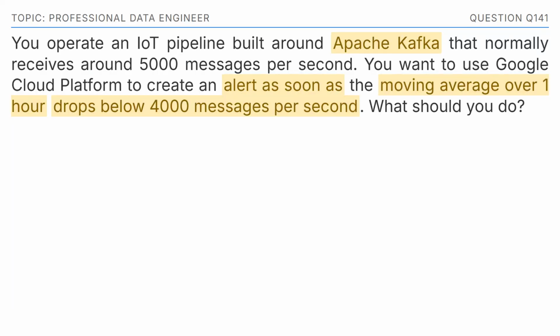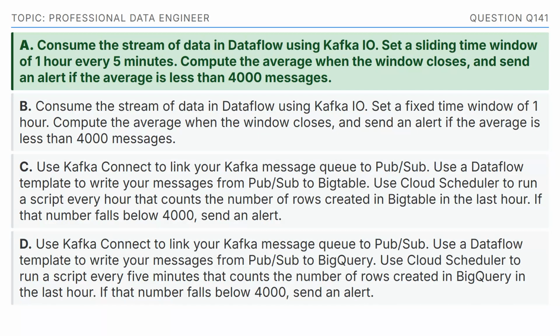To arrive at the correct answer, we focus on the keywords Apache Kafka, alert as soon as moving average over 1 hour drops below 4,000 messages per second. The correct answer is option A. Consume the stream of data in Dataflow using Kafka I/O. Set a sliding time window of 1 hour every 5 minutes. Compute the average when the window closes, and send an alert if the average is less than 4,000 messages.